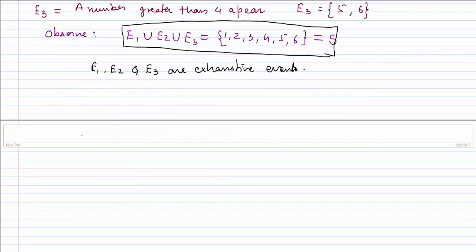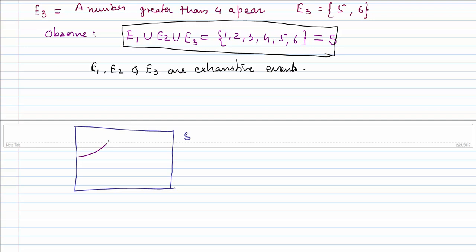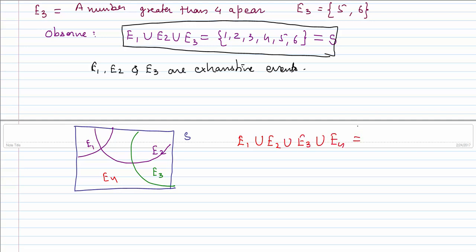Let us think of this by Venn diagram. Let's say this is a sample space S. Then let's say this is an E1 event, and this is E2 event. Then this is E3 event, and the remaining one is E4 event. So what you are getting? E1 union E2 union E3 union E4 is equal to the sample space. So we can say that E1, E2, E3, E4 are the exhaustive events since they are making a sample space.